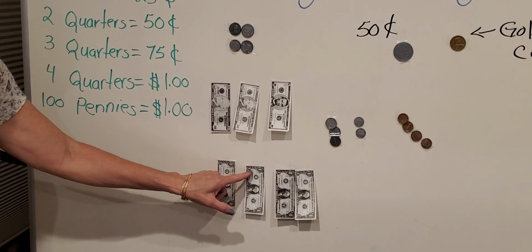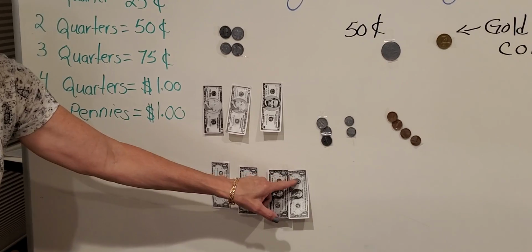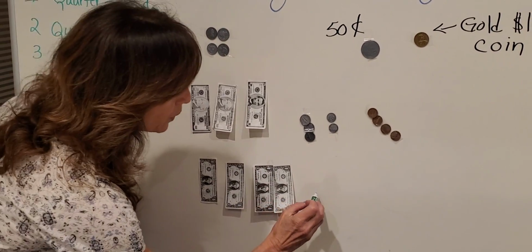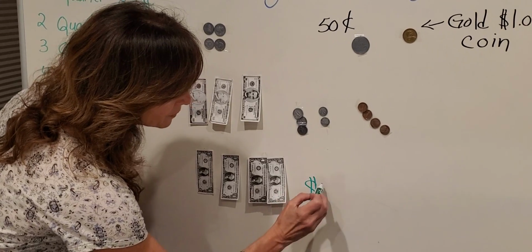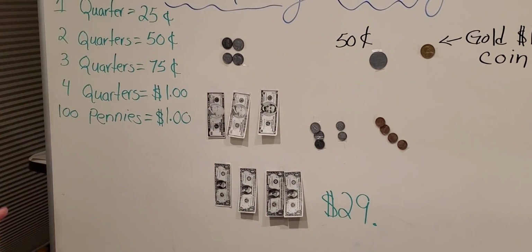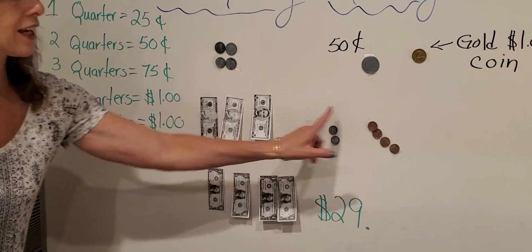26, 27, 28, and 29. So far, we have $29. That's so far what we have. We have added all the bills, $29. Now let's add the coins.